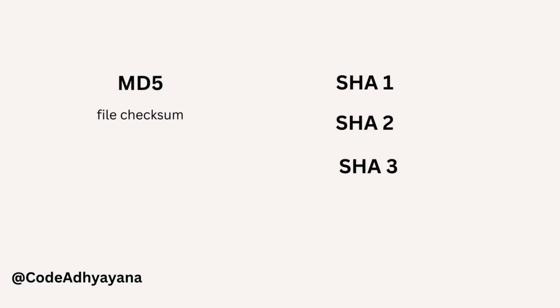Now let's see a few hash functions. So we have MD5, which is used for file checksum, and we have the SHA family, where we have SHA-1, 2 and 3. Now in this demo, we are going to check MD5 and SHA-3.